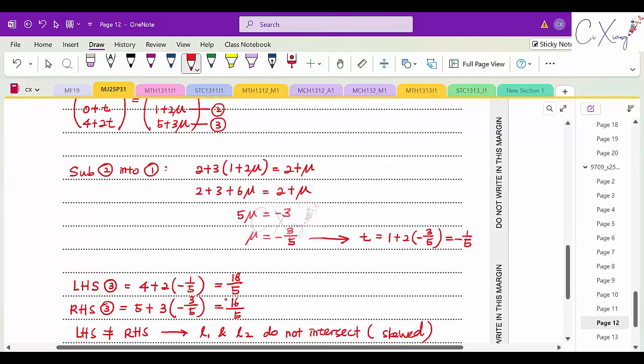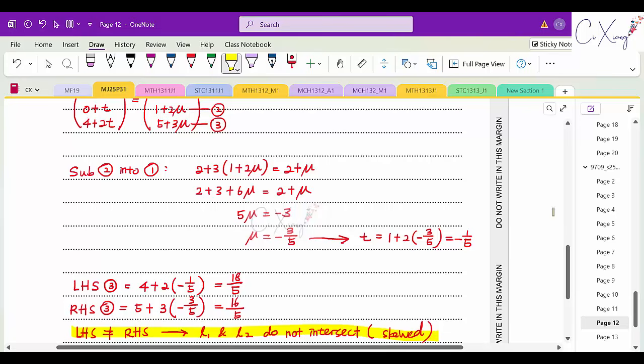So this is how we differentiate the skewed case and the intersection case. In the intersection case, all the equations will have the same value of mu and t. But if they are the skewed case, then when you substitute the values of mu and t that you get, you might not get the same value for the left and right hand side. So this is basically how we prove them. Okay?